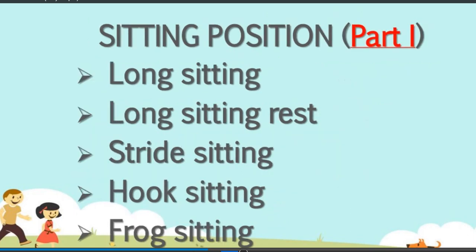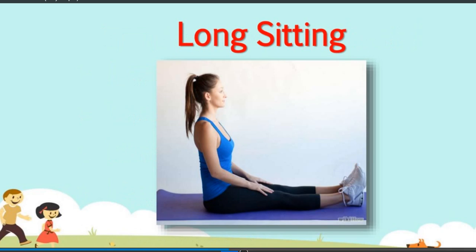So let's go to the first part of the sitting position. For the first part, we have 5 examples. The first one is called long sitting. Next one is the long sitting rest. Third is the stride sitting. Fourth is the hook sitting. And the last one is called frog sitting.